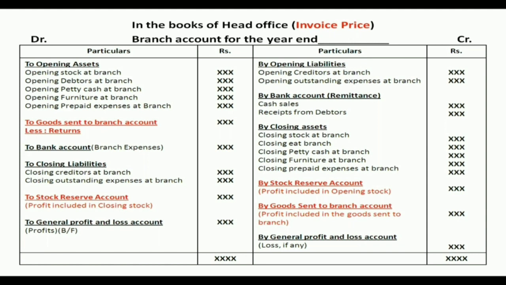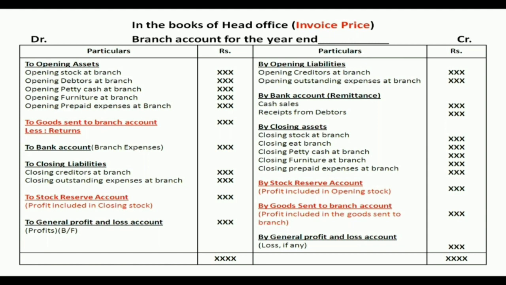In simple terms, whatever income will be given to head office, we are going to record here. After that, whatever assets we have opened on the debit side, we are going to close. Whatever liabilities we have opened on the credit side, we are going to close on the debit side. Then the 3 new entries we are going to record.